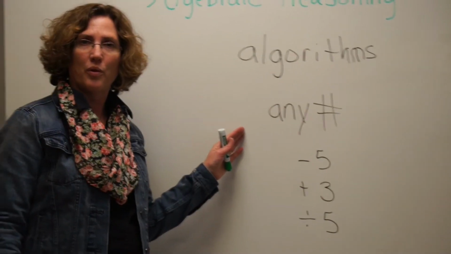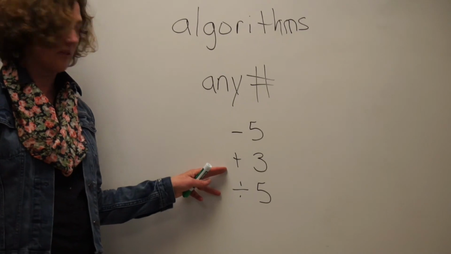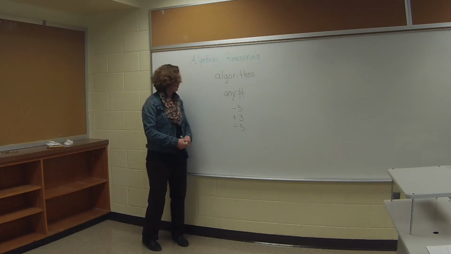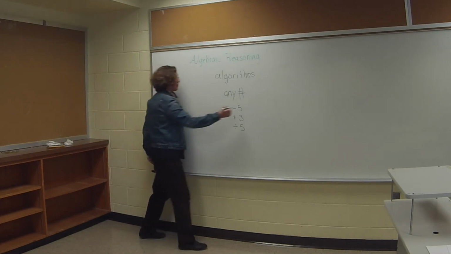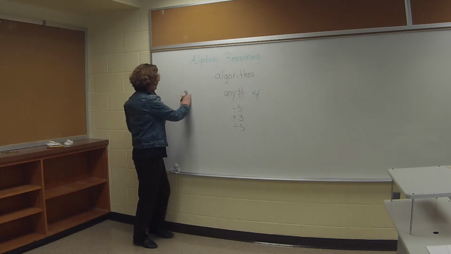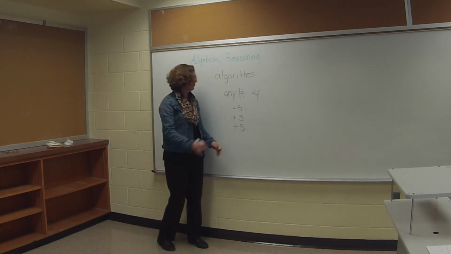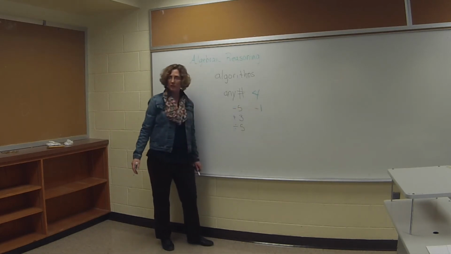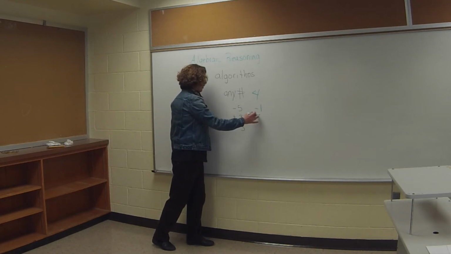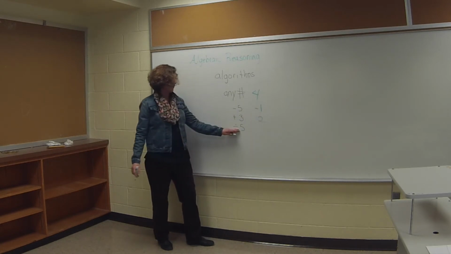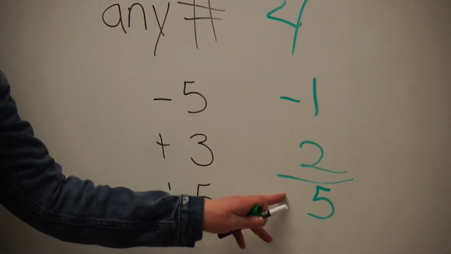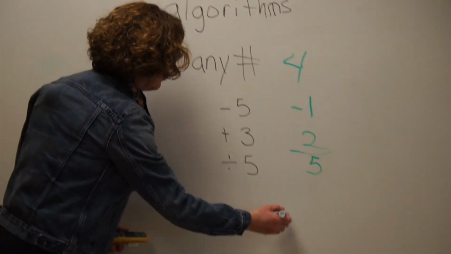Playing the any number game, we're going to do the algorithm minus 5 plus 3 divided by 5. Give me any number, please. 4. This could be interesting. 4 minus 5. What's 4 minus 5? Well, we're going to end up with a negative 1, right? Plus 3. Going back to our signed numbers, we're going to end up with 2 divided by 5. We'll end up with a fraction. 2 divided by 5 equals 0.4.